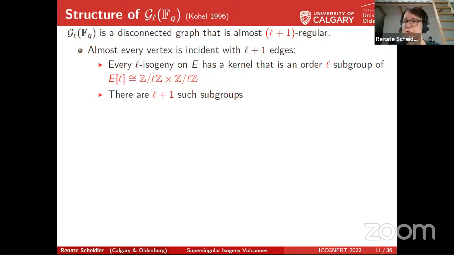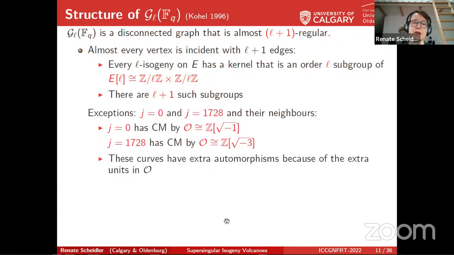Because every isogeny, remember the degree is the number of elements in the kernel. So every isogeny has a kernel that has L elements. So that's a group of order L. And in particular, that group is annihilated by multiplication by L. That group sits inside the L torsion. And the L torsion looks like this, Z mod LZ by Z mod LZ. So here now, every edge, every isogeny corresponds to an order L group in this E of L. And there's L plus 1 such groups. So there's L plus 1 edges.